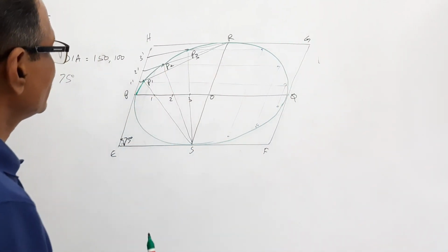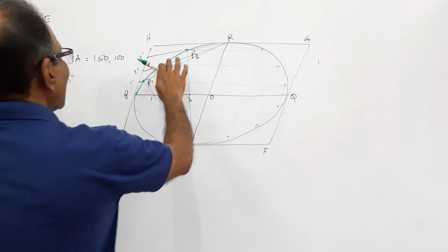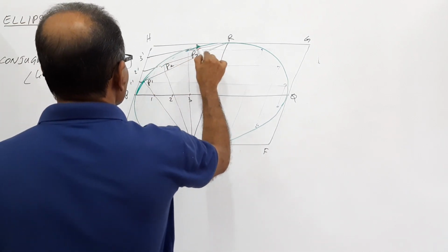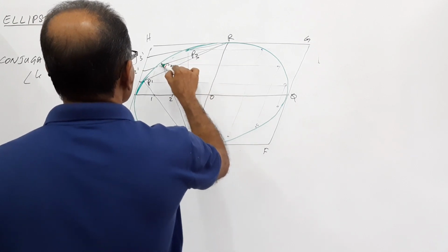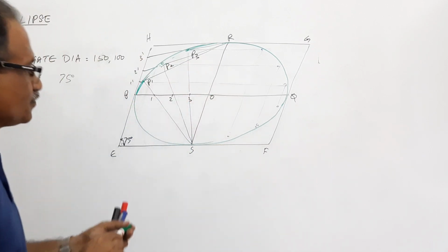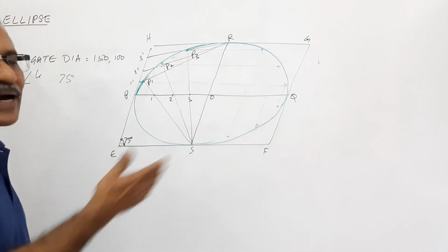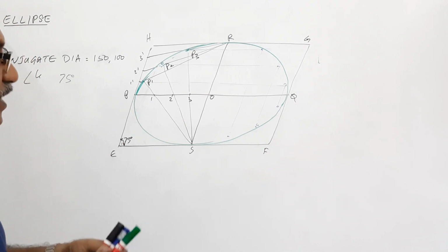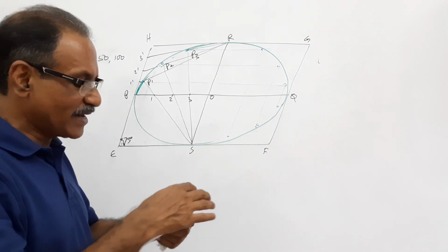Okay, it's okay. I make some corrections here. Now, you have drawn the ellipse in the parallelogram. Now you have to find out what? The major and minor axis. Listen carefully. I am going to find the major and minor axis.